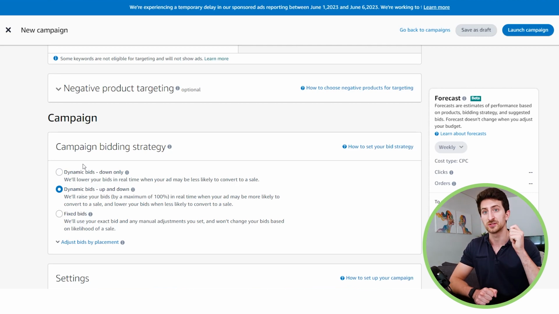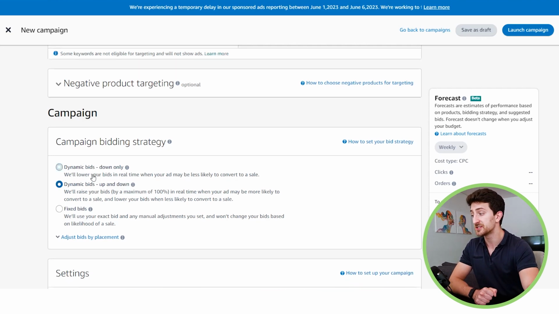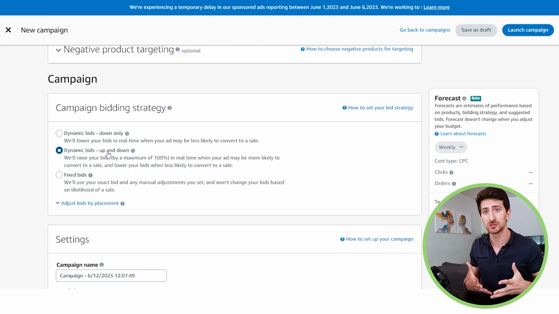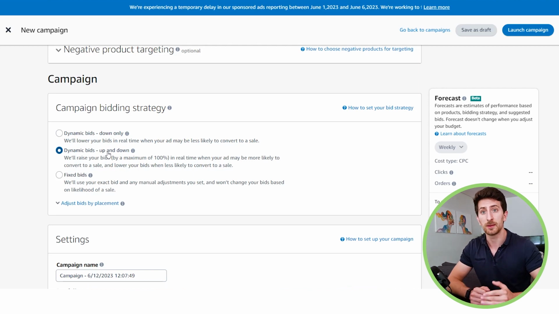So the first one is when we create a campaign, what we have noticed is that Amazon sets by default the campaign bidding strategy as dynamic bids up and down. And this is very interesting because if we set dynamic bids up and down, we let Amazon increase our bid by a maximum of 100%. So it means that we are telling Amazon, go ahead and increase the bid by 100% if you think it's worth it. So we don't suggest to use this bidding strategy, especially if you're a beginner.